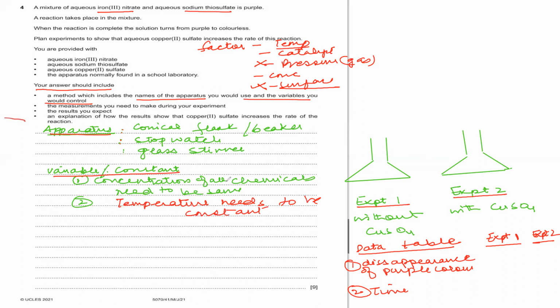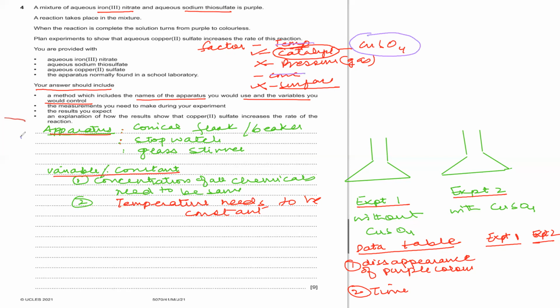Now, apart from that, the concentration of the chemicals which we are taking, because concentration again has an impact on the speed of reaction. So the concentration of the chemicals which we are going to take needs to be the same. The catalyst is a variable, because in one experiment we are taking copper sulfate, and in another one we are not taking the copper sulfate. The temperature and concentration are going to be my constants, because on the basis of the usage of a catalyst, or without the catalyst, I have to determine what the impact is on the speed of reaction.